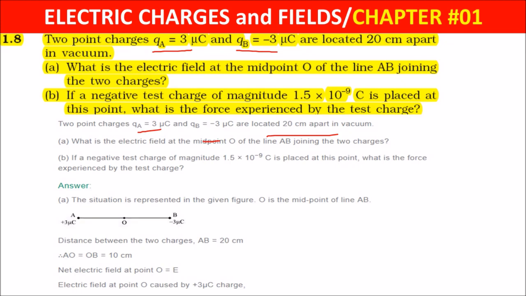So the answer is given by the situation represented: A point plus 3 microcoulomb, B point minus 3 microcoulomb, distance between A and B is 20 centimeter. So OA is equal to OB is equal to 10 centimeter. Net electric field at point O is equal to E. So the electric field at point O is caused by the 3 microcoulomb charge. So here the net electric field is created by the 3 microcoulomb charge.